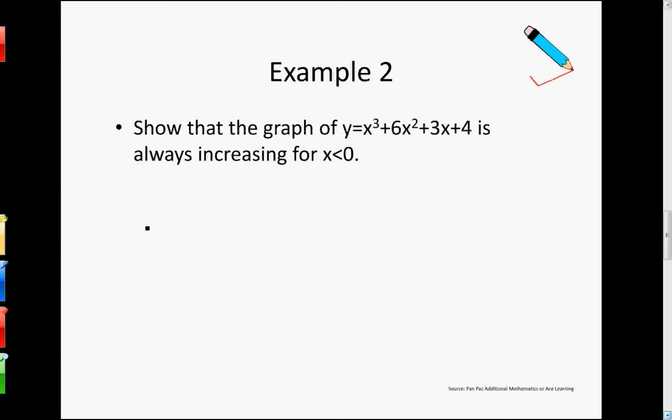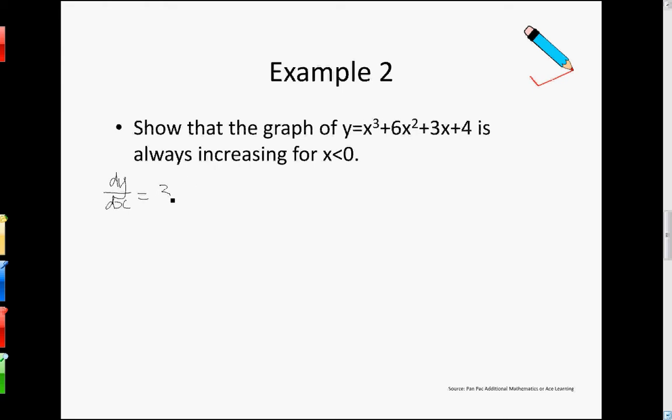Okay, so how do we do that? So let's try this example and you understand. Show that the graph of y equals x cubed plus 6x squared plus 3x plus 4 is always increasing for x more than 0. Okay, so we know that we have to do the derivative. So let us just try doing the derivative and see what we get.